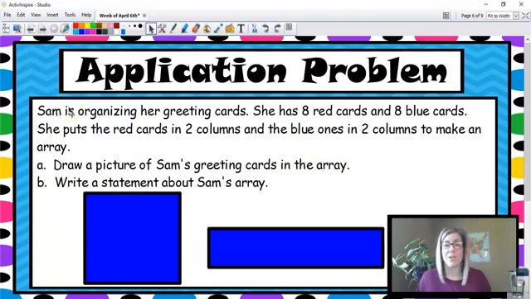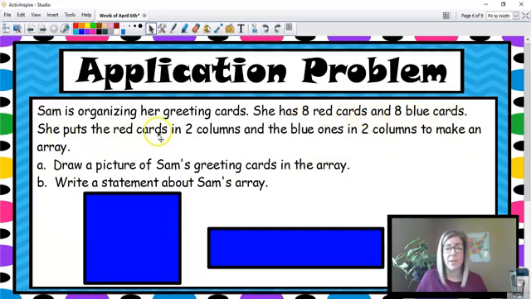Let's do application problem from Lesson 6. Sam is organizing her greeting cards. Have you ever got a birthday card from a grandma or your mom or your aunt or your uncle, and you like to sort them out and keep them maybe for later so you can read them when you get older? That's pretty cool. Well, Sam organized hers by color. She has 8 red cards and 8 blue cards.